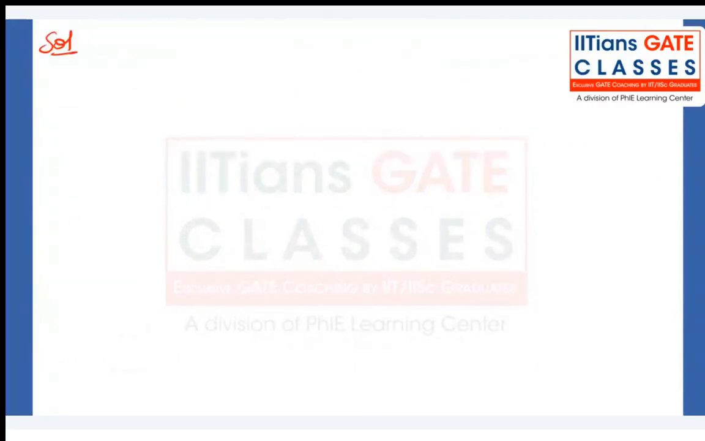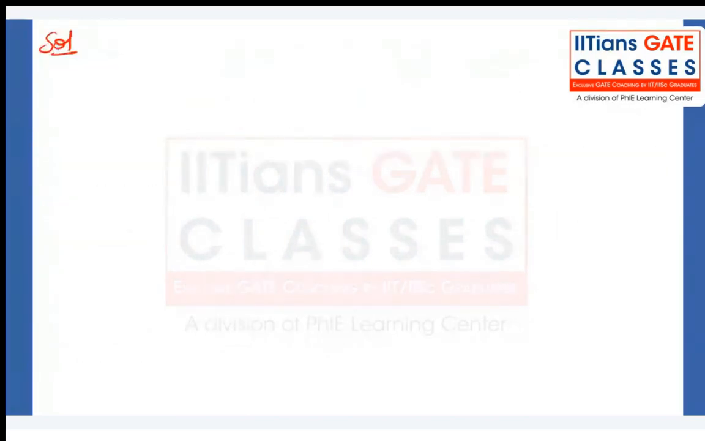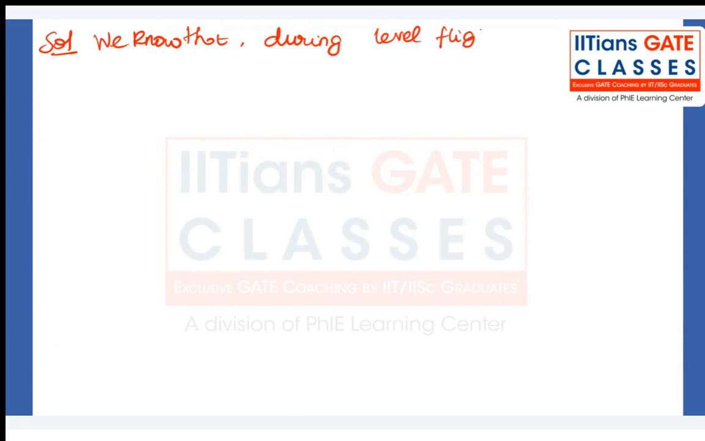So we know that he's comparing with respect to level flight as well. We know that during level flight, the load factor is basically the lift to weight ratio, right? In a straight and level flight, L is equal to W, which means your N is equal to 1, correct? Therefore, L equal to W.